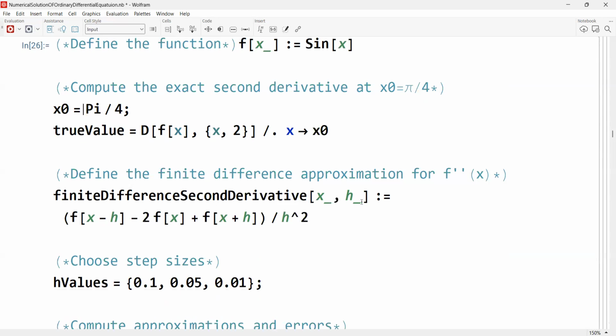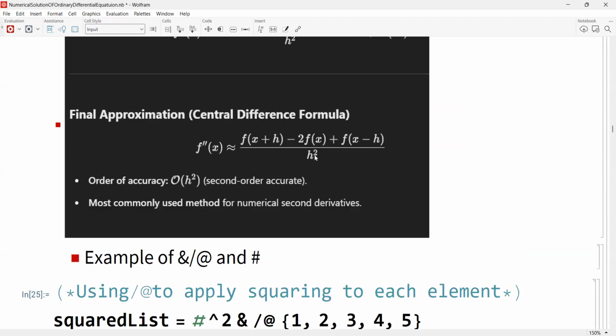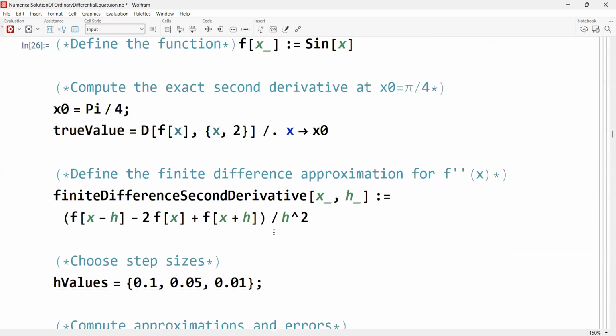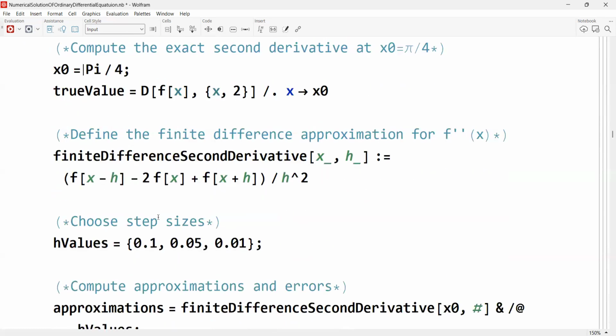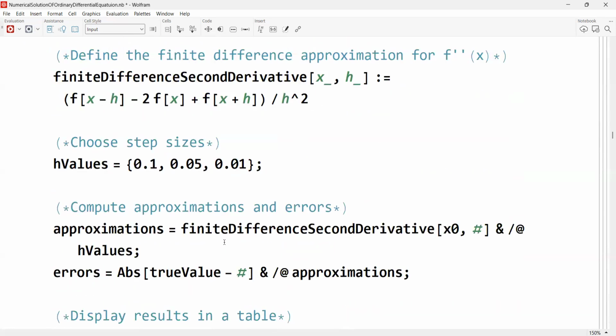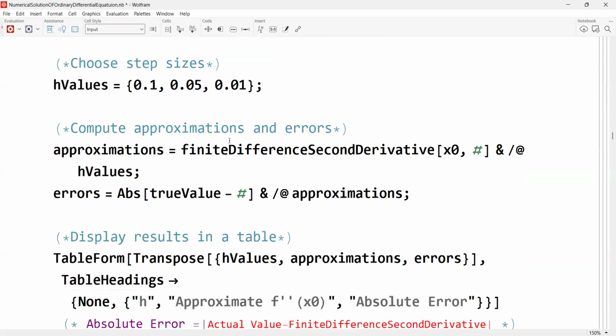All right, so using the second derivative approximation that we have discussed before, we have this over h squared, like this one. So we have h squared here, and also here. Choose the step size: our values for h are 0.1, 0.05, and 0.01. So compute the approximations and errors. Approximate the finite difference second derivative at its values here, 0.1, 0.05, 0.01.